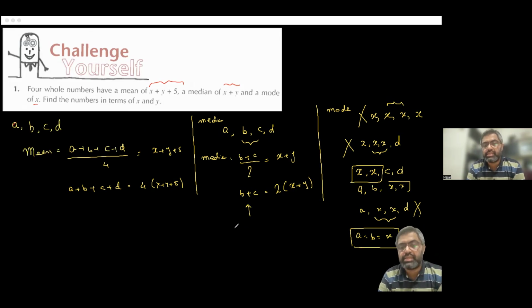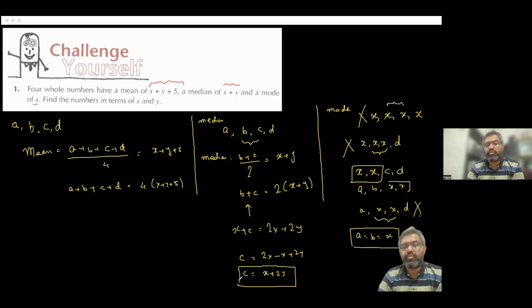So the value of C we can find from here: X plus C is equal to 2X plus 2Y. Bring X to the other side and we have C in terms of X. So this is 2X minus X plus 2Y. We got X plus 2Y. The value of C is X plus 2Y. Now we know the value of A, B, and C in terms of X and Y.